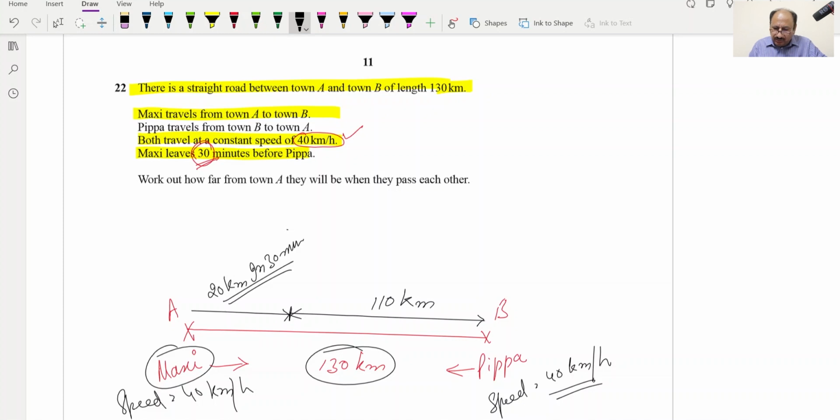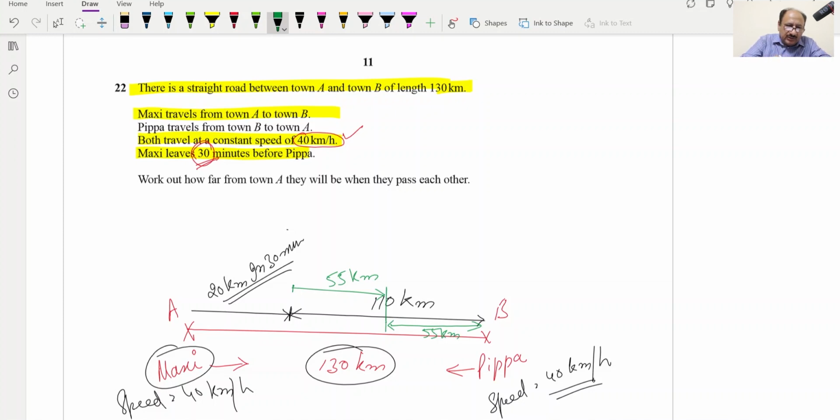Now this remaining distance both will cover with the same speed, so half of this distance will be covered by each one. So half of this will be what? Half of this will be 55 kilometers. So from this position to this position will be 55 kilometers, and Pipa has also covered this much distance which is 55 kilometers.